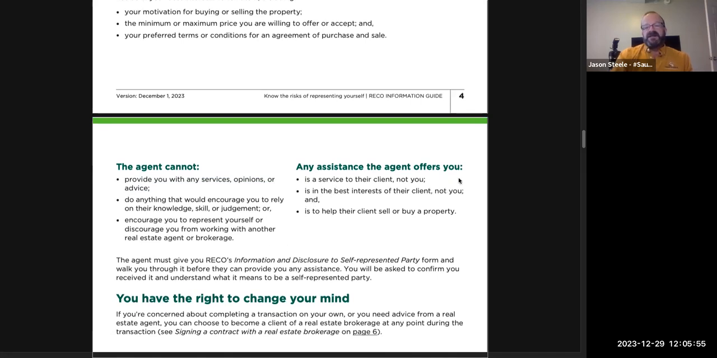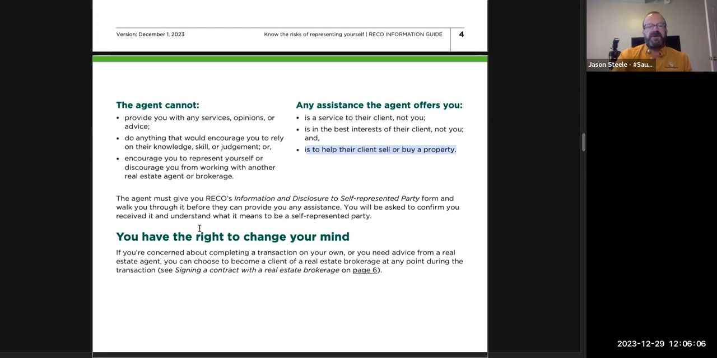Any assistance the agent offers you is a service to their own client, not you, is in the best interest of their own client, not you, to help their client buy or sell a property. The agent must give you RECO's information disclosure in a self-represented party form and walk you through it before they can provide you assistance. You will be asked to confirm whether you've received it and understand what it means to be a self-represented party.